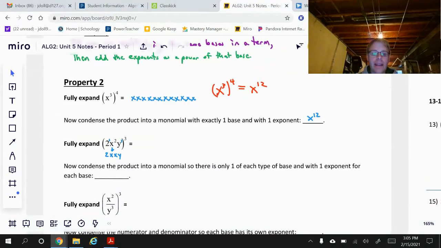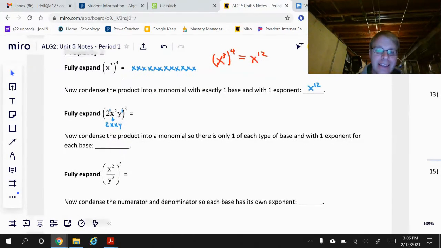And we have already, as a class, last week, worked on fully expanding and then fully condensing x to the third to the fourth. And what we learned was that x to the third to the fourth simplifies to x to the 12th. So we're going to look at 2 more examples of this and see if after looking at all 3 of these examples, we can develop a property which would be a shortcut to this expanding and condensing.